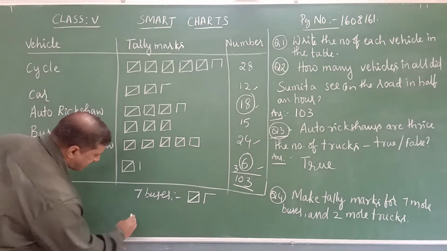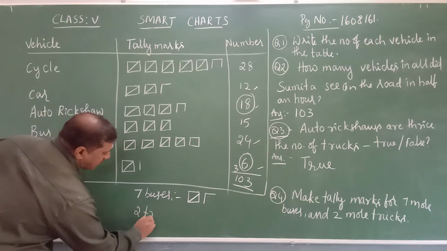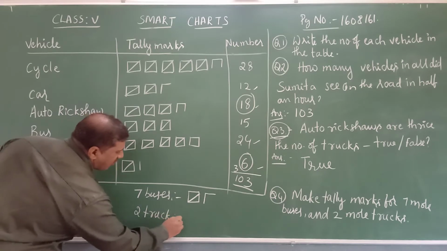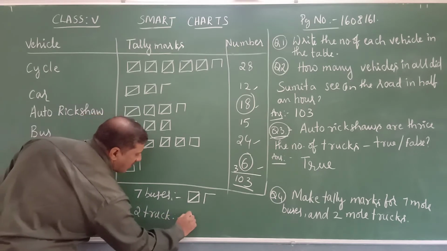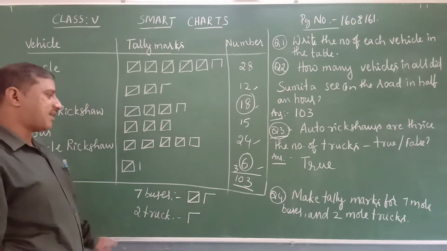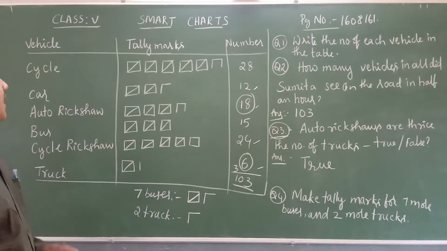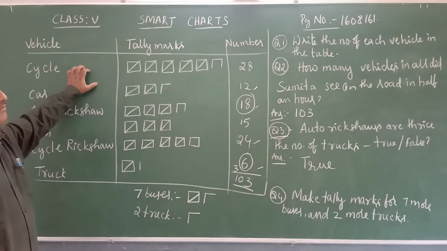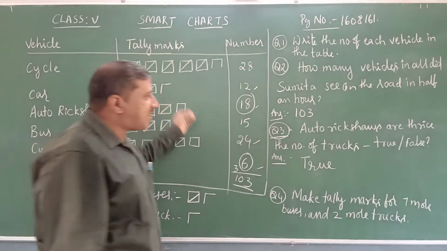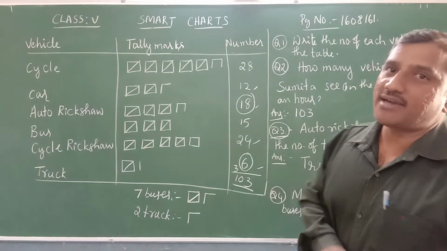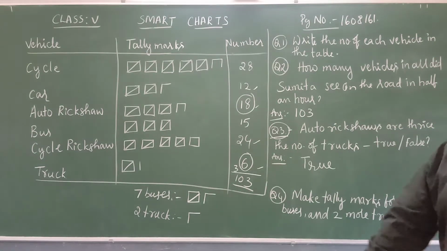Then 2 more trucks. For 2 trucks we will draw one vertical line and one horizontal line. So this represents 2 more trucks and 7 more buses. Like this, we can make a tally marks table and we can answer the questions based on the tally marks table. Is it clear, children? Yes.